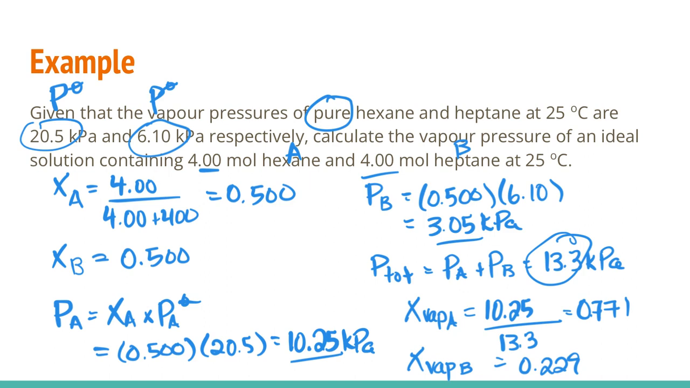So that tells us that there is pretty much 77% hexane and only 23% heptane in our vapor. So really helpful to know, because then we know when we're doing fractional distillation how much of each sort of thing we are getting when we are separating liquids using that technique.